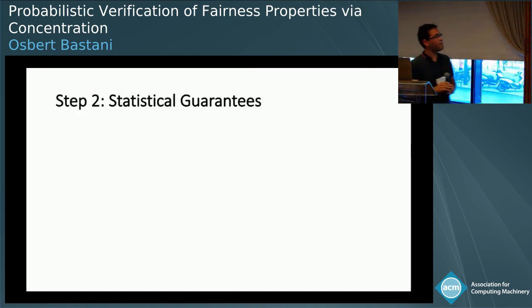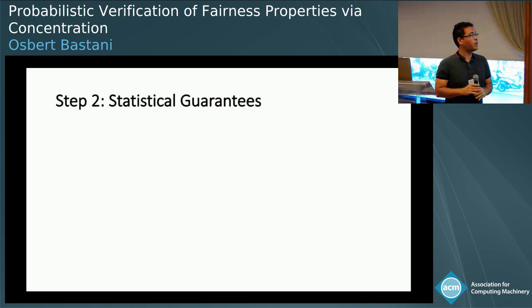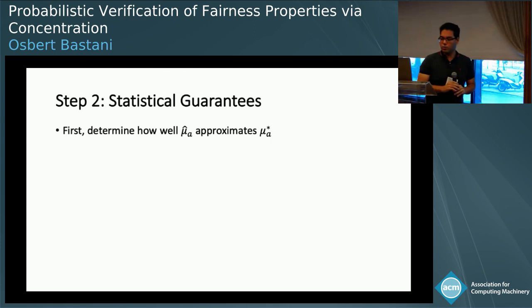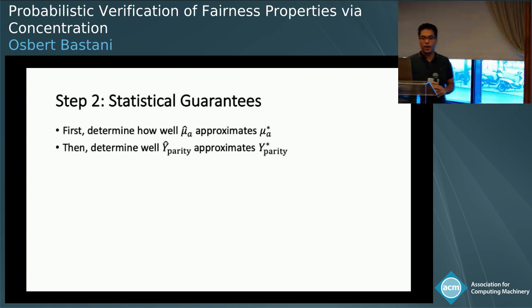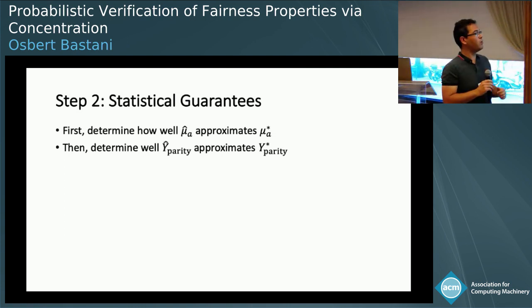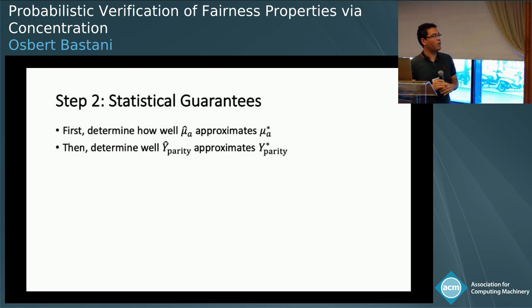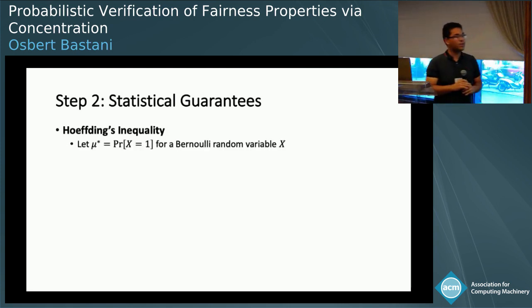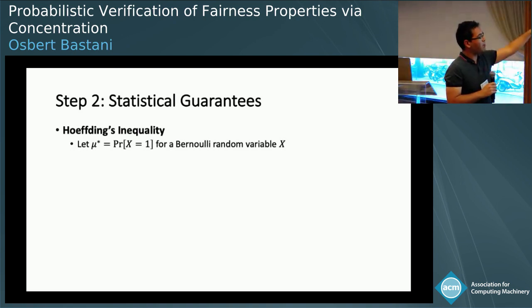So the second step is trying to get a statistical guarantee on the probability that y parity hat is equal to y parity star. To do this, we proceed in two steps. First, we're going to determine how well mu a hat approximates mu a star, and then we're going to determine how well y parity hat approximates y parity star. The standard approach would be to use Hoeffding's inequality, and basically Hoeffding's inequality can be applied to Bernoulli random variables.